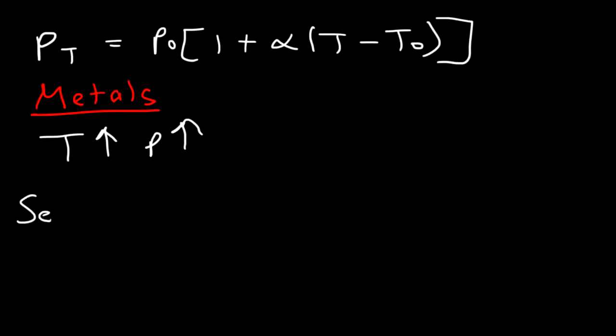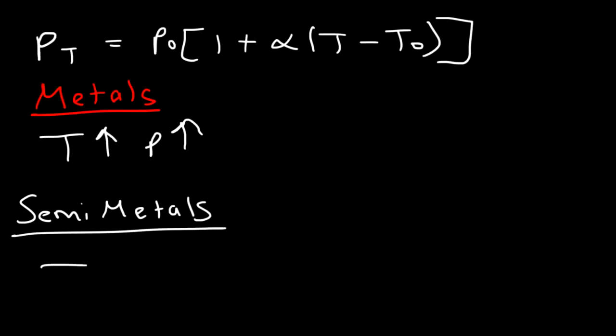Now, semimetals or semiconductors, like carbon, graphite, silicon, germanium, the situation is different. As you increase the temperature, they become more conductive. They conduct electricity better, and their resistivity decreases. So it's different for semiconductors. Just keep that in mind.